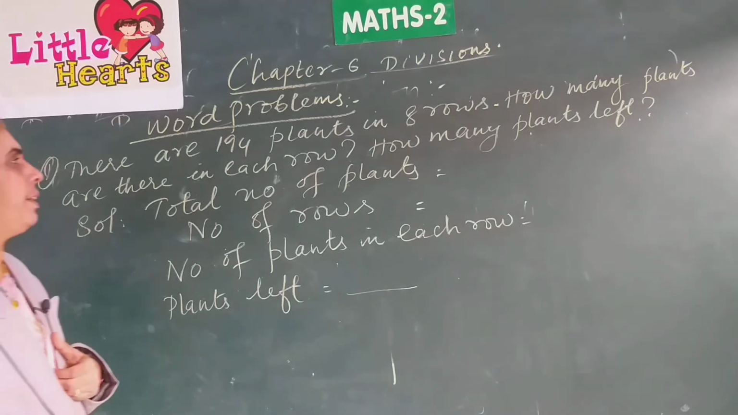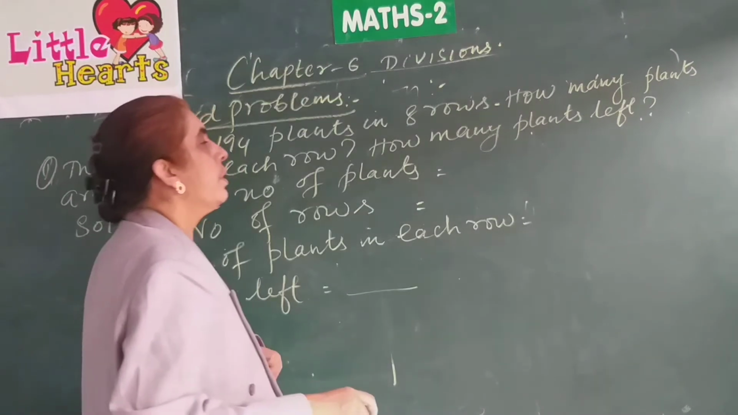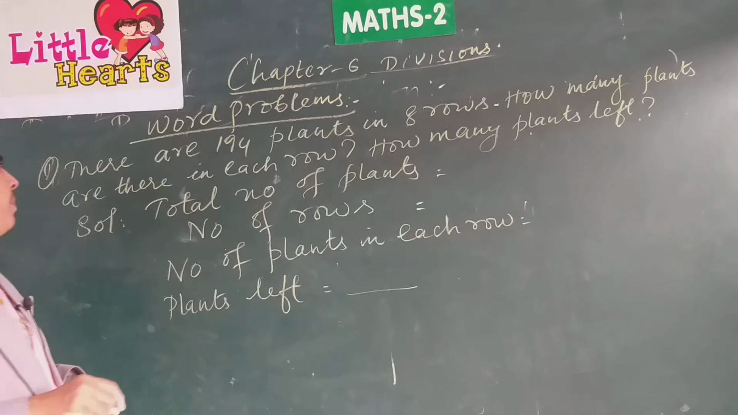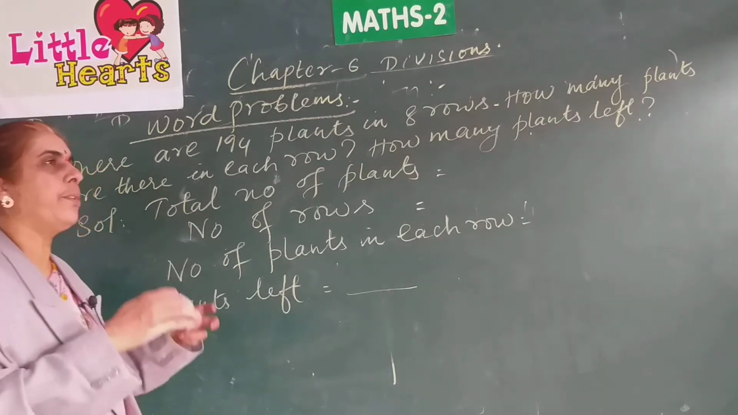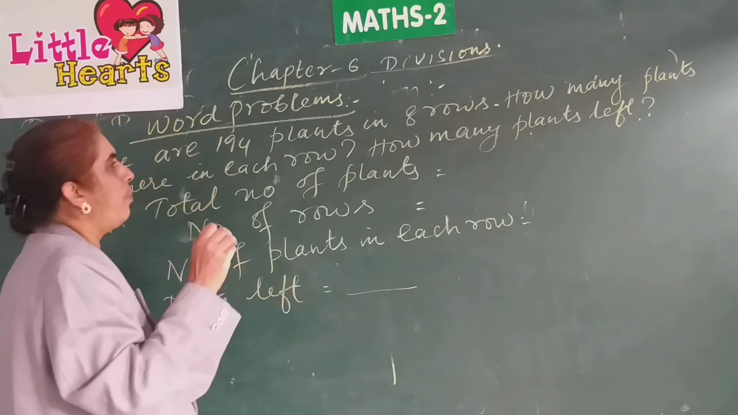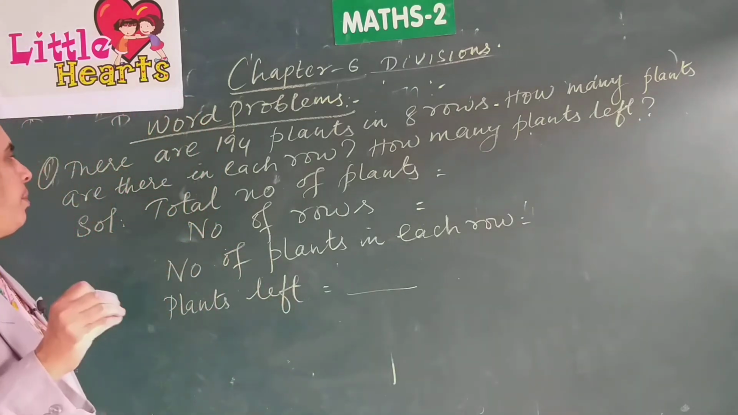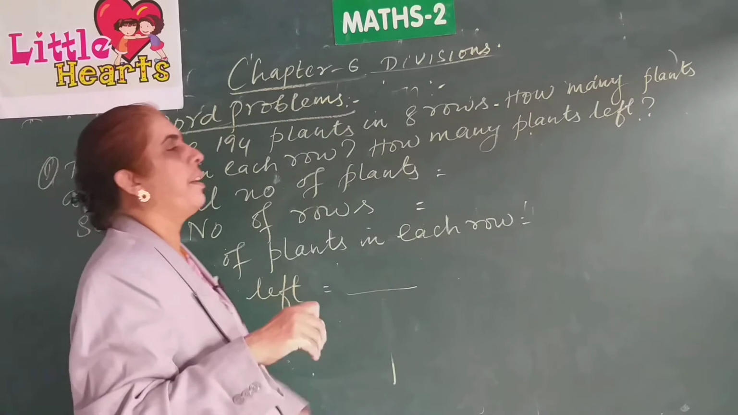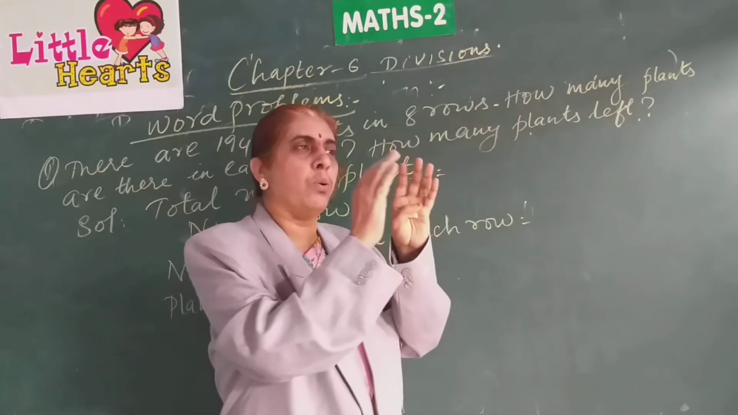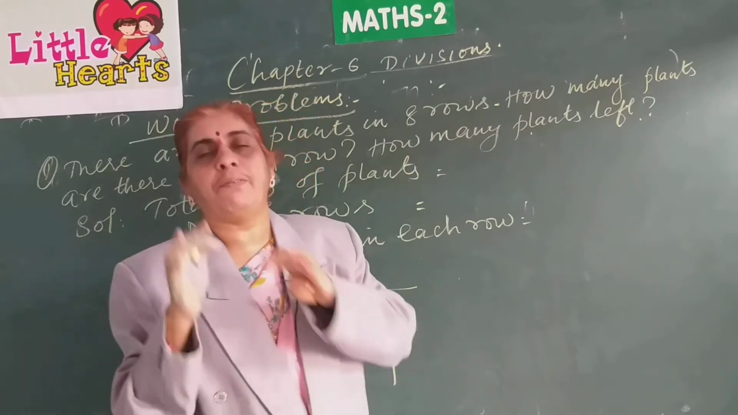Here see, there are 194 plants in 8 rows. So 194 plants are arranged in 8 rows. How many plants are there in each row? So 8 rows equally they are arranged, and we have to find out how many plants are there in each row and how many plants are left after division. After dividing the whole number of plants in 8 rows, how many are left over?